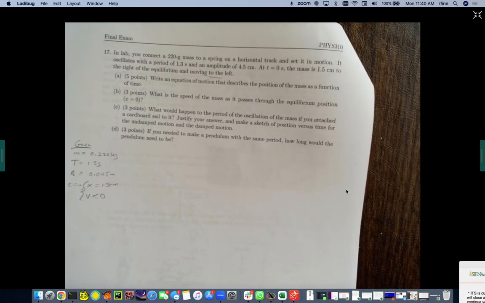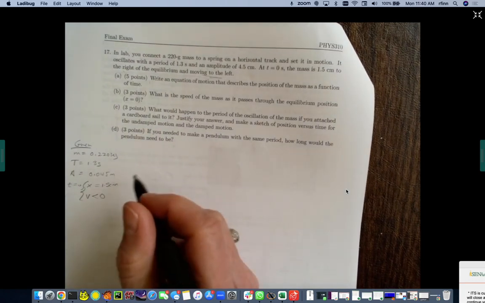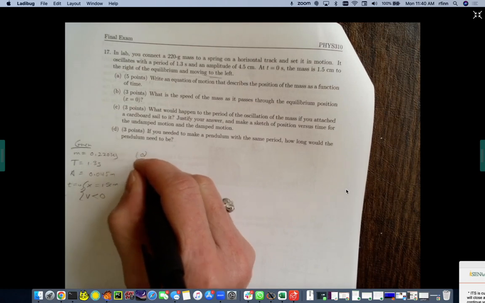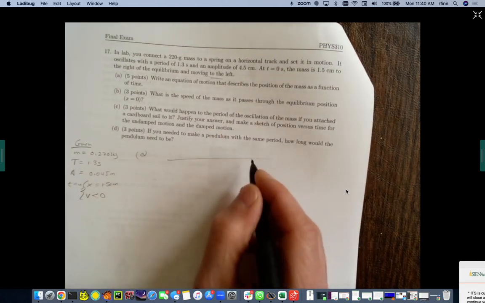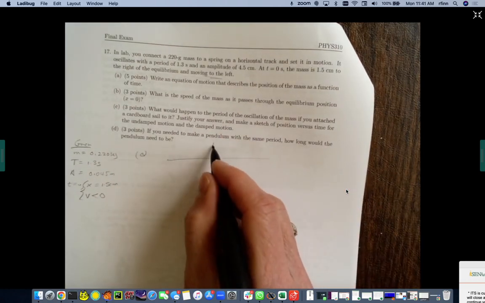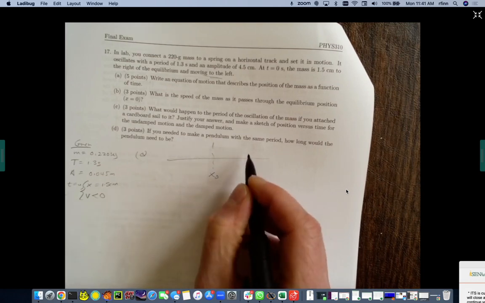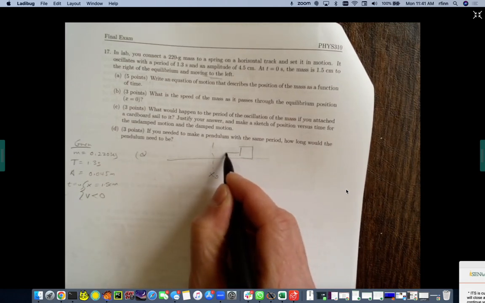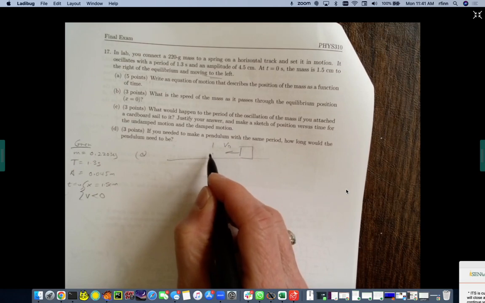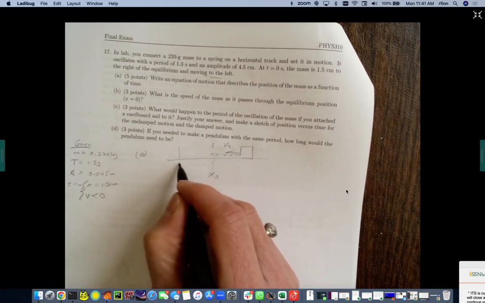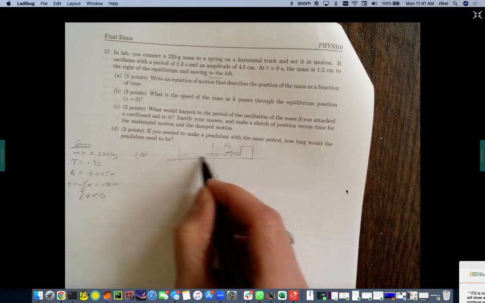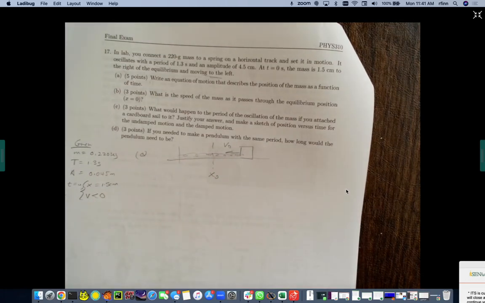Okay. So write the equation of motion that describes the function. So we just have a mass here, right? Here's our equilibrium position. At t equals 0, it's to the right, but it's moving to the left, right? And we have a spring attached here. So it's going to oscillate back and forth.